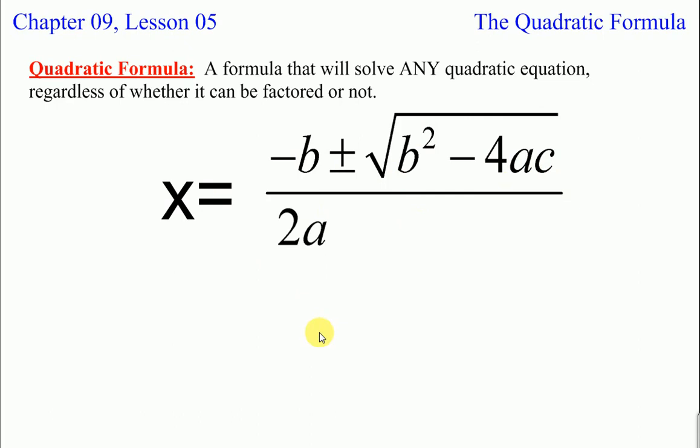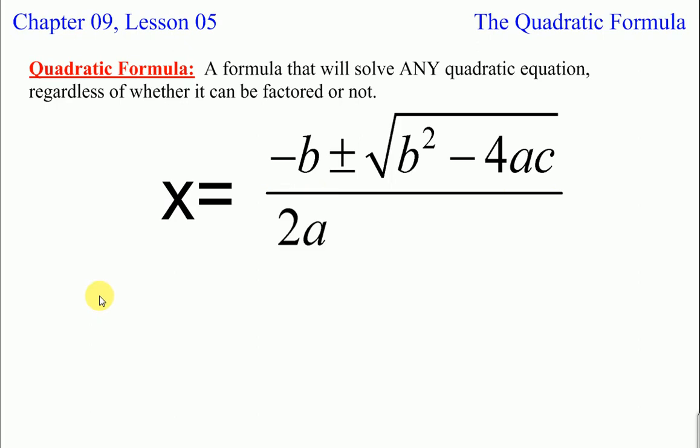Alright, now go ahead and sing along, loud and proud. X equals negative b plus or minus square root b squared minus 4ac all over 2a. And one more time.